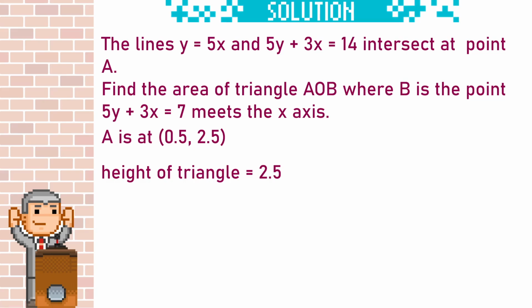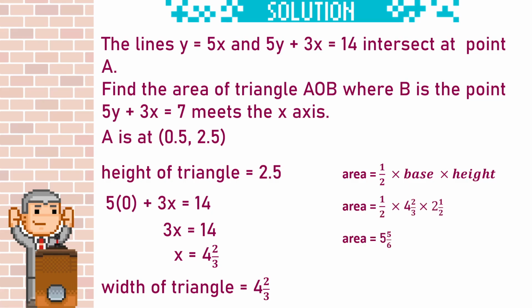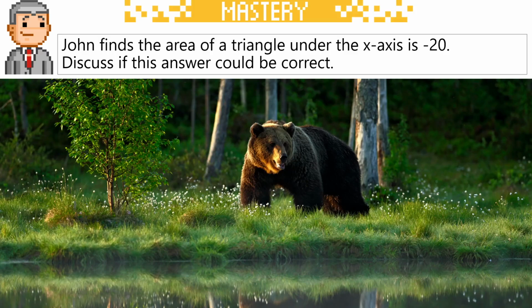We know that y will equal 0 for B, because it's on the x-axis, so substitute y equals 0 into the equation. 5 times 0 is 0, so it's 3x equals 14. Divide both sides by 3 and you get x equals 4 2/3. The area of the triangle is half times base times height. So we substitute in our base and we substitute in our height, and we find that the area is 5 5/6.